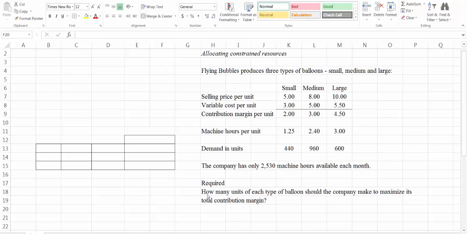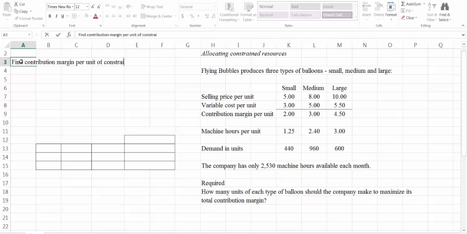What we're required to do is decide how many units of each type of balloon the company should make to maximize its total contribution margin. So in this case, our constrained resource is the machine hours. The way we go about doing this is we want to find our contribution margin per machine hour. That's the first thing we're going to do. So we're going to find contribution margin per unit of constrained resource, and in this case, it's machine hour.